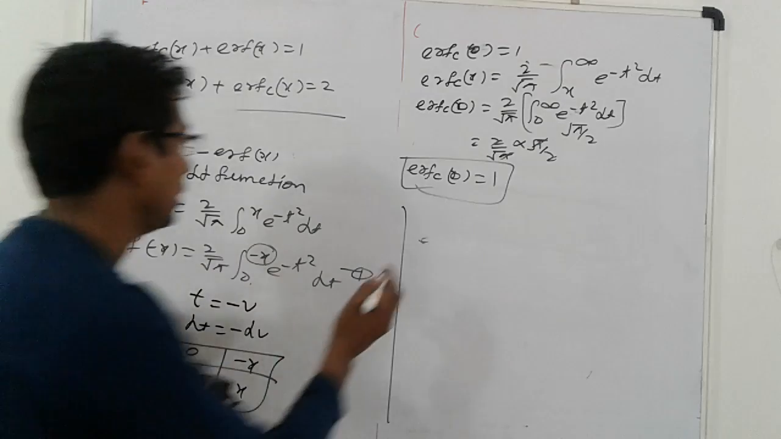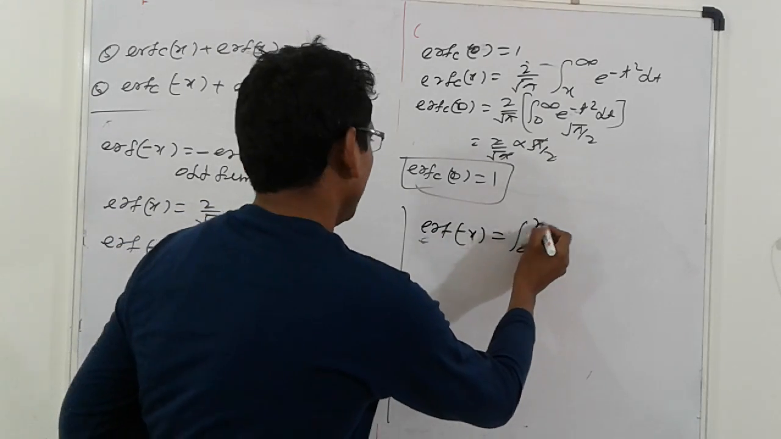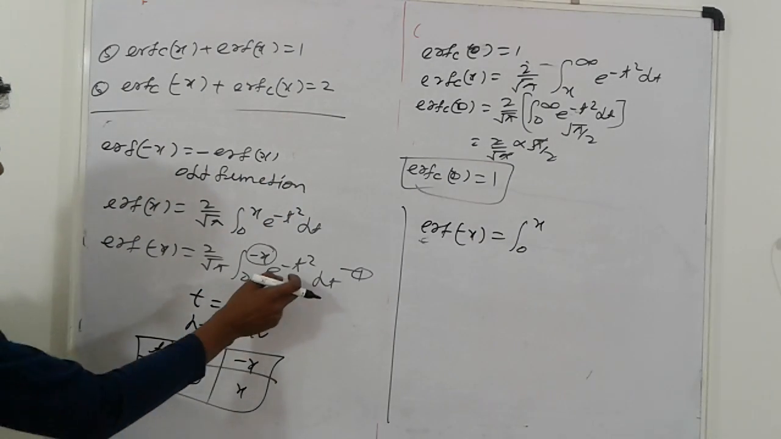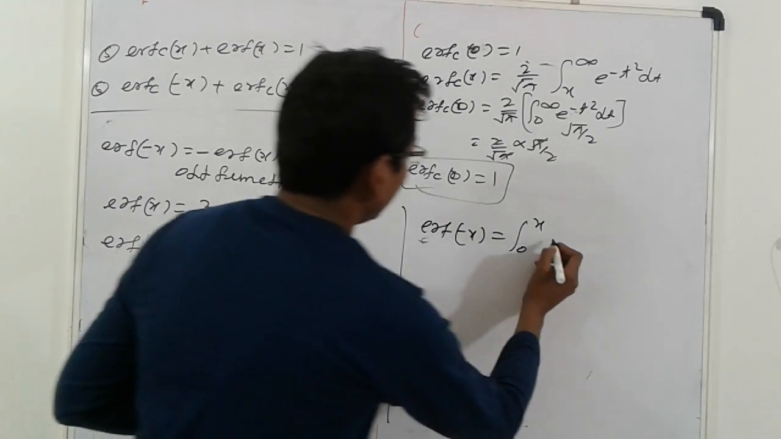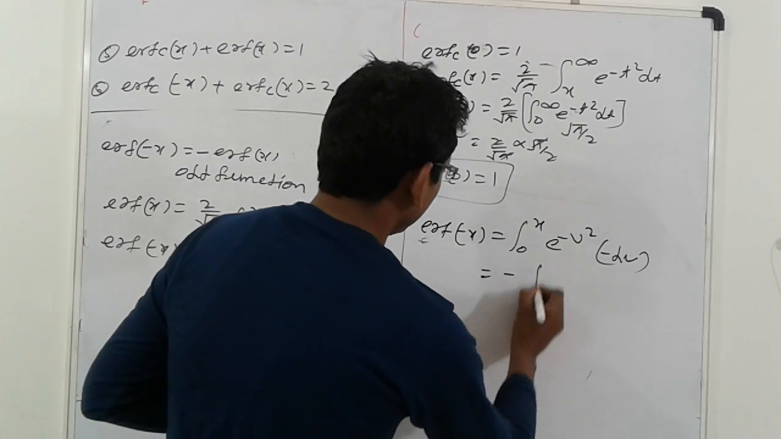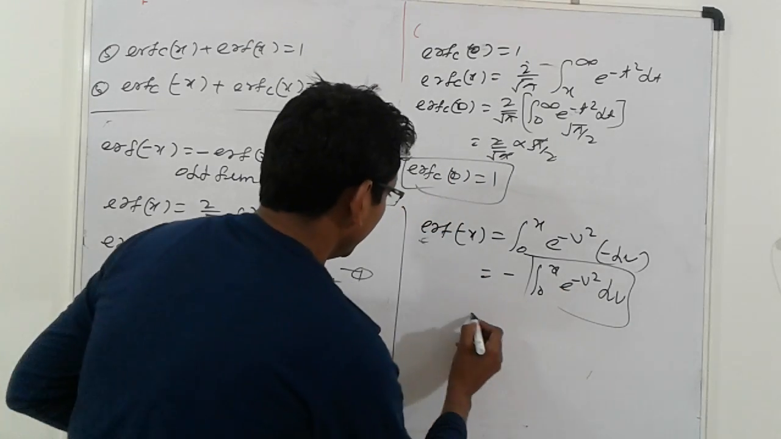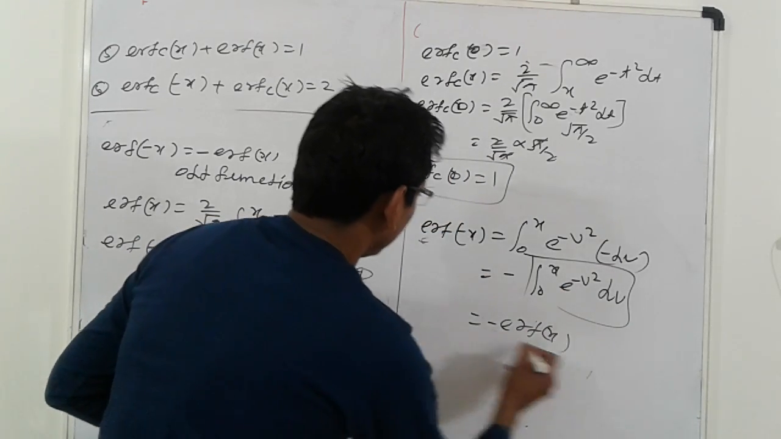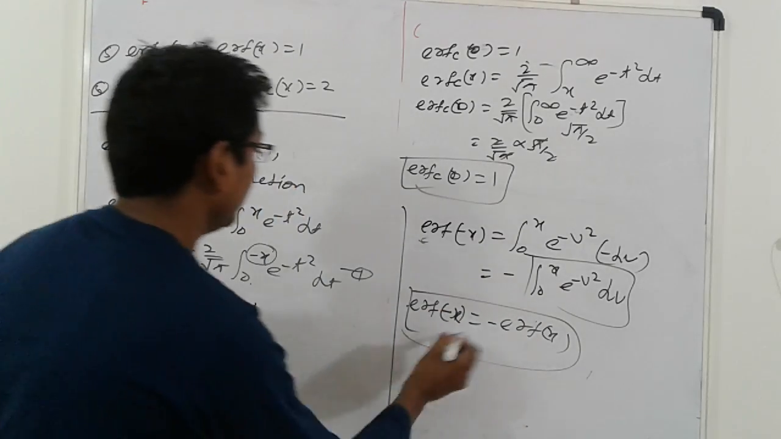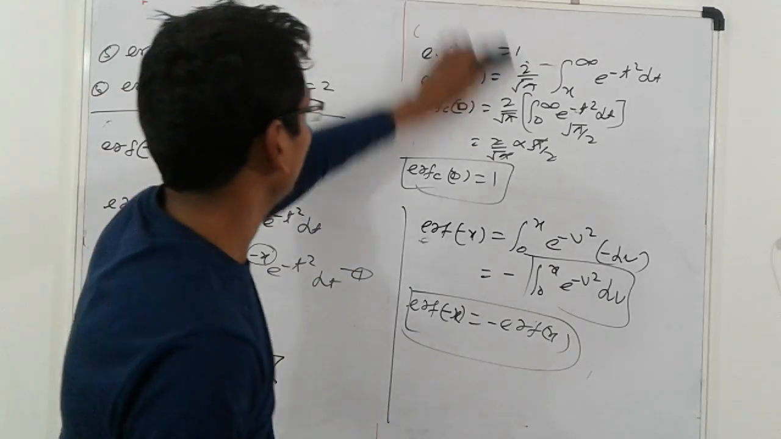So the limit is changed, it means error of minus of x is equal to 0 to x, and minus t square, this is a minus, means e raised to minus v square and minus dv. So that is minus 0 to x e raised to minus v square dv, and that is error of x. So minus error of x, and here error of minus x. So that is the basic property, proved. Next, another property to prove.